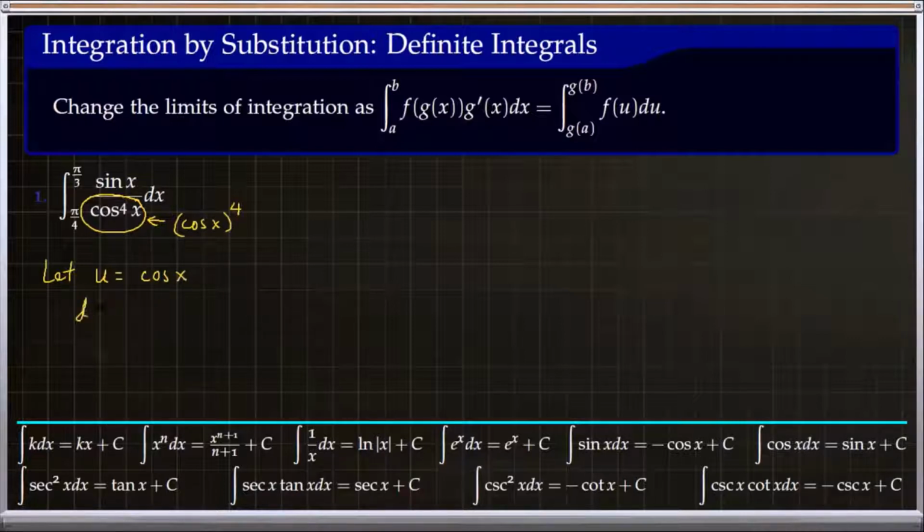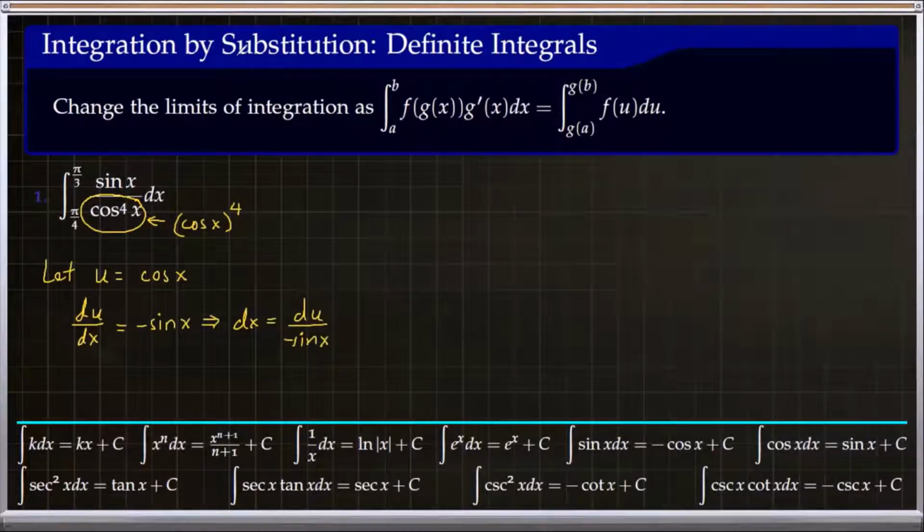And then we want to express dx in terms of du. So we get du over dx equals negative sine x. The derivative of cosine x is negative sine x. Then this implies dx equals du over negative sine x. Done with expressing dx in terms of du.